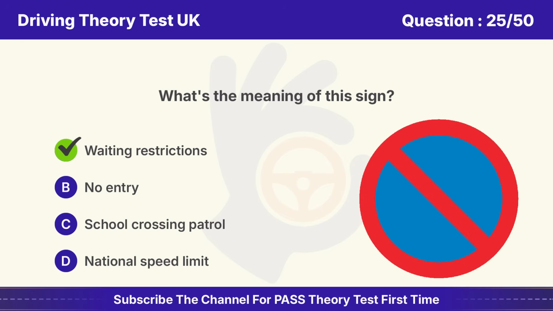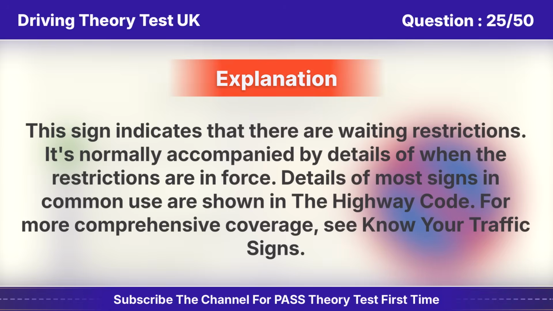Answer is A. Waiting restrictions. This sign indicates that there are waiting restrictions. It's normally accompanied by details of when the restrictions are in force. Details of most signs in common use are shown in the Highway Code. For more comprehensive coverage, see Know Your Traffic Signs.